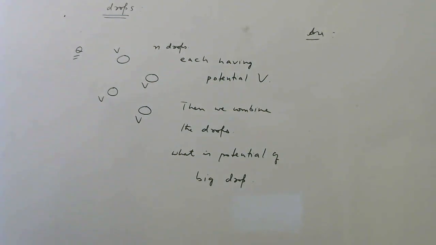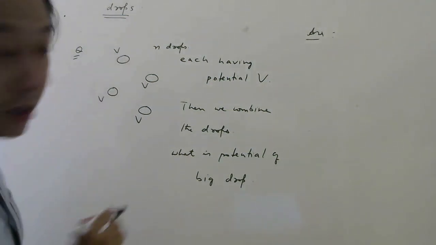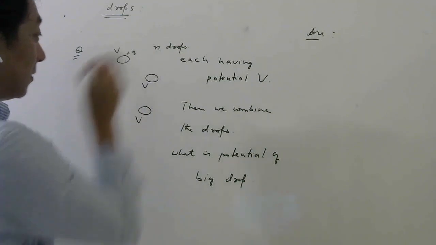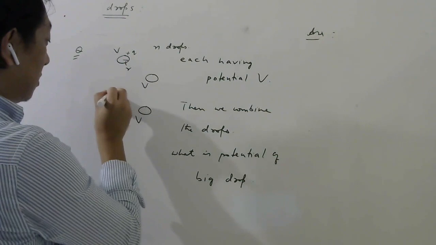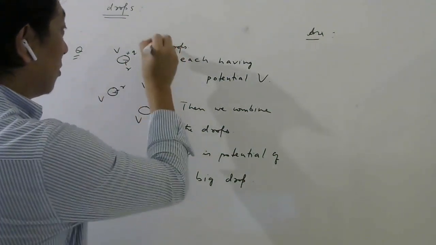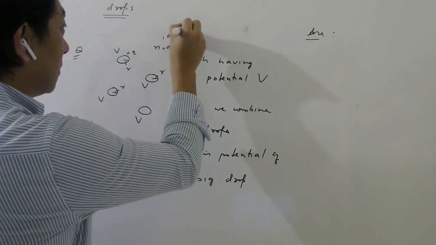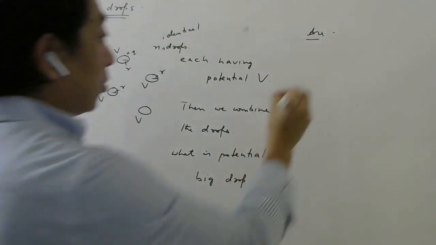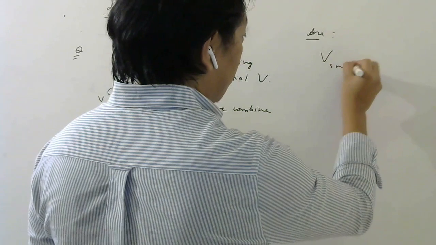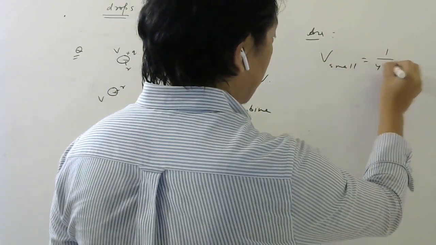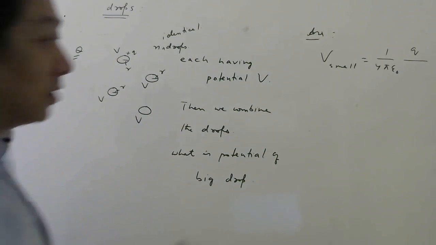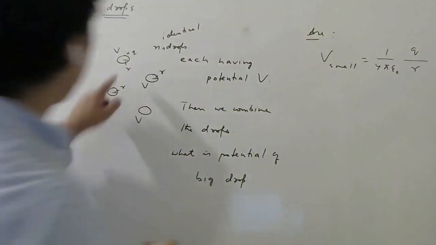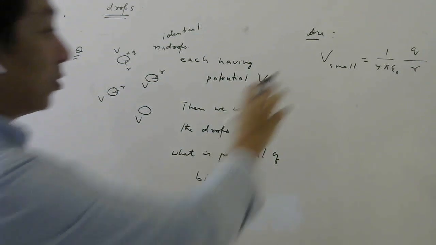Solution, you check. Now since each one has some potential, it means on the surface there should be some charge, right? And let's say the radius of the smaller ones is small r. So this is small r, okay, n identical drops. So what will be the potential of a small drop? 1 by 4 pi epsilon naught, charge on the small drop, let us say small q, divided by the radius of the small drop, small r. Okay students, so this is the potential of the small drop.